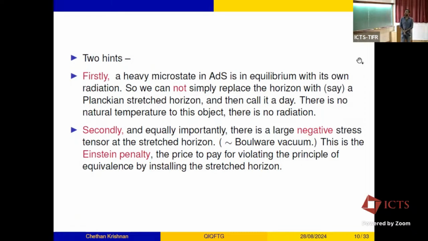Secondly, and importantly, there is always a large negative stress tensor at the stretched horizon. This is a well-known fact, and it has some name in QFT in curved space. Roughly speaking, if you install a stretched horizon, it's always trying to pull things in, so you have to expend some energy to stay where you are, and that's basically what this is. The crucial thing is that it's a negative stress tensor, and the price for violating the equivalence principle is essentially what that is. So how are we going to avoid doing that is the question.